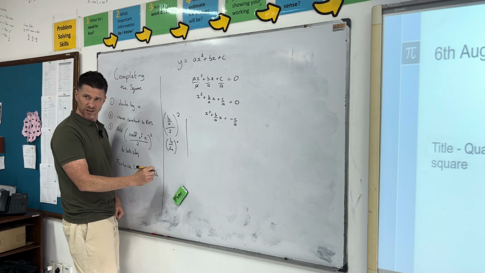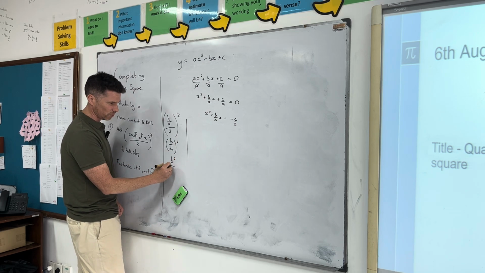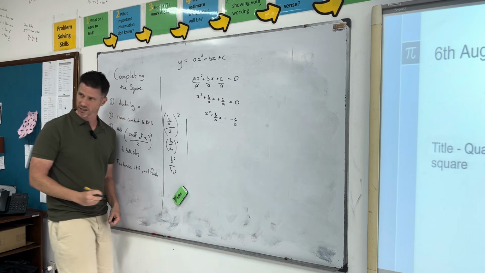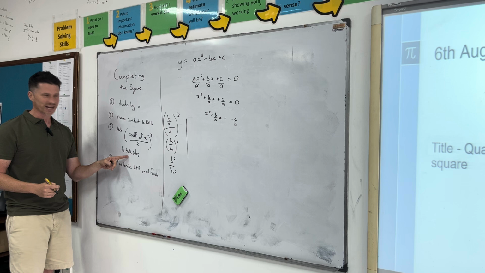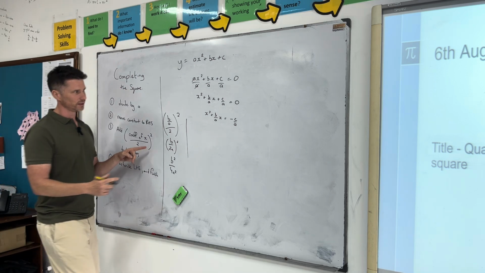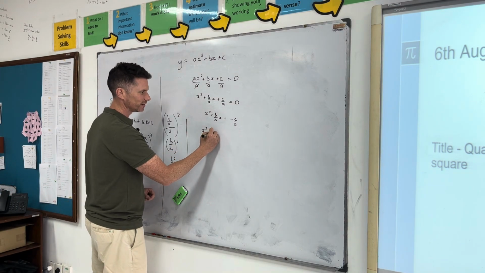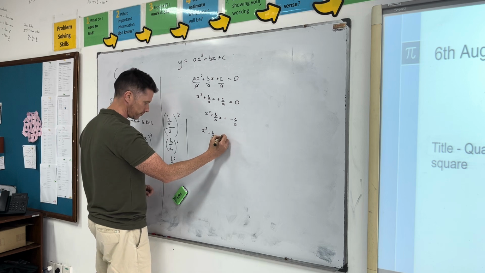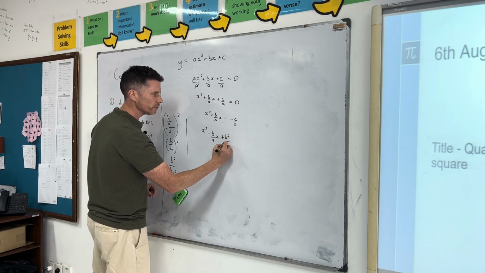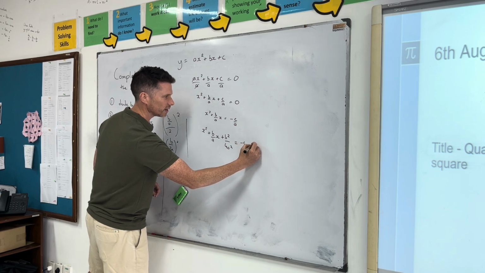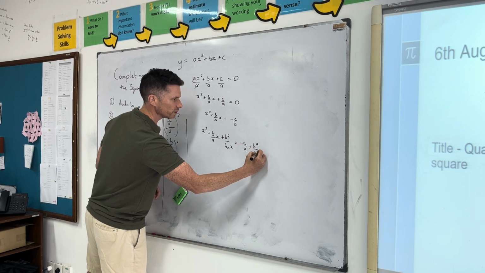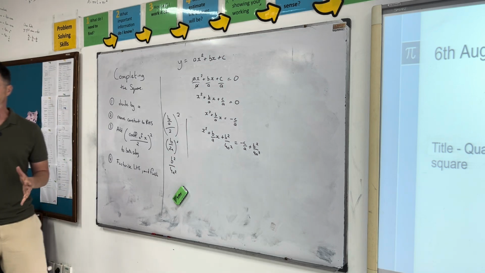So that's b squared over 4a squared. What do I do with that? Add that to both sides. This is great. This is what you signed up for HL Maths for. I added b squared over 4a squared to that side, and now I'm going to add that b squared over 4a squared to that side as well.